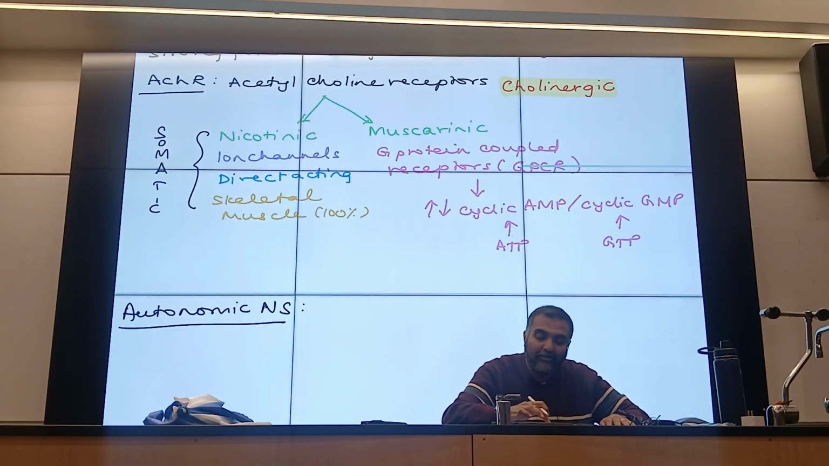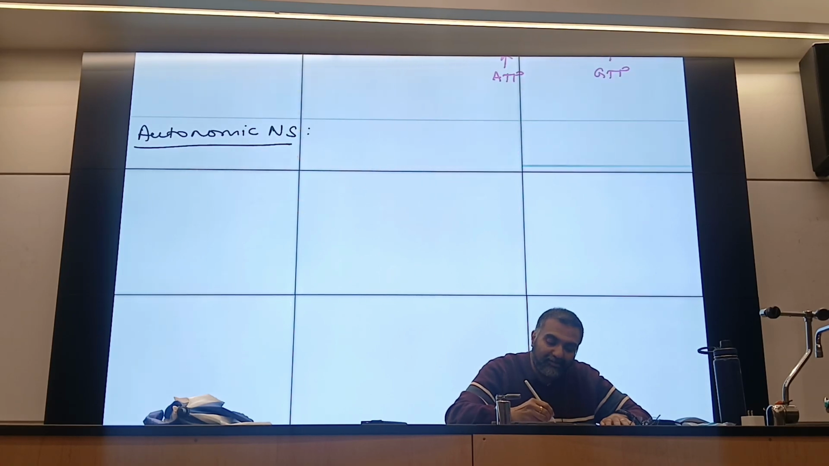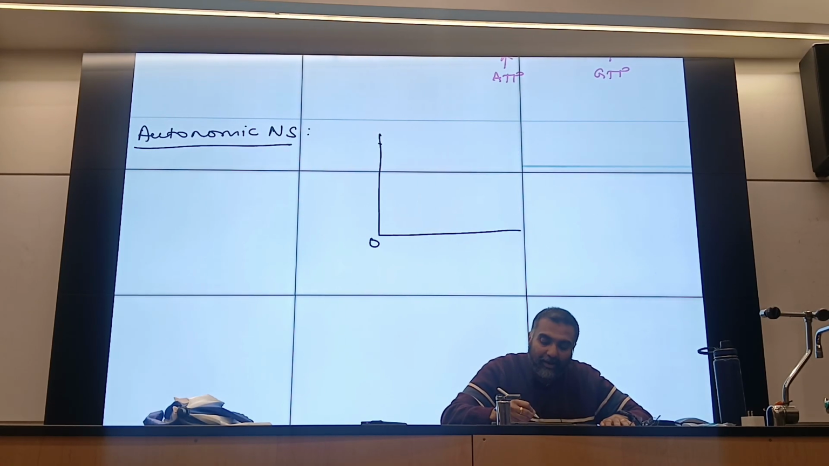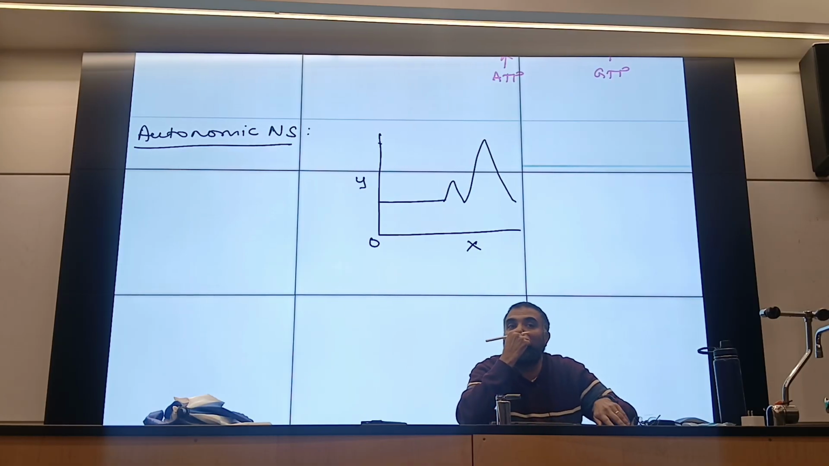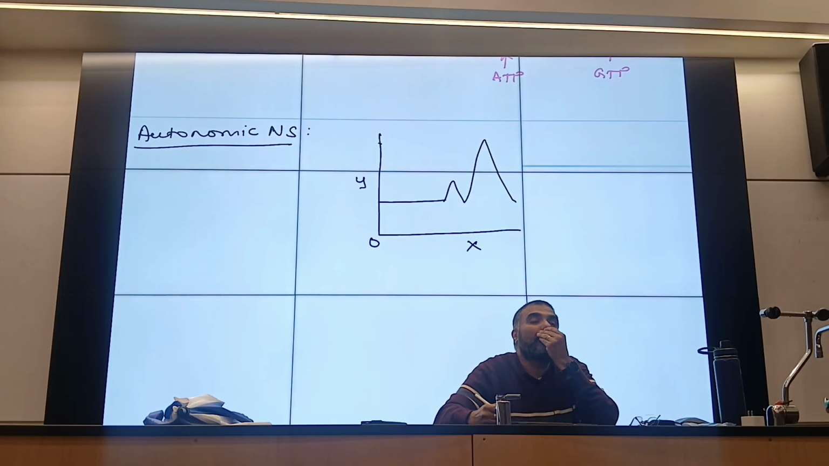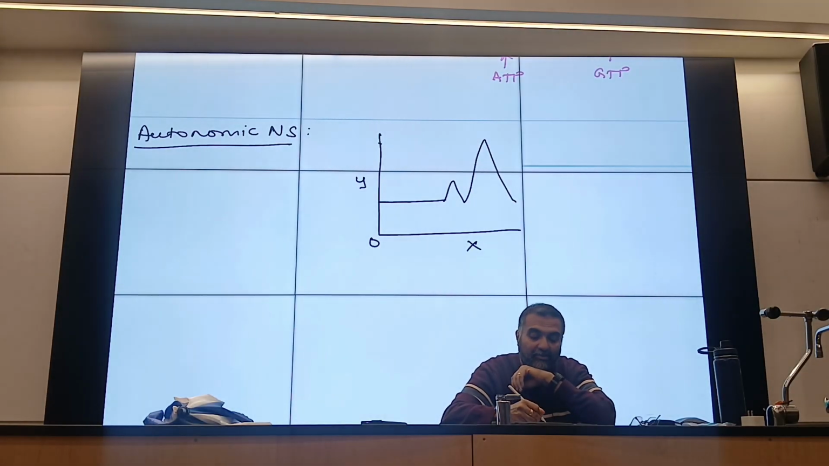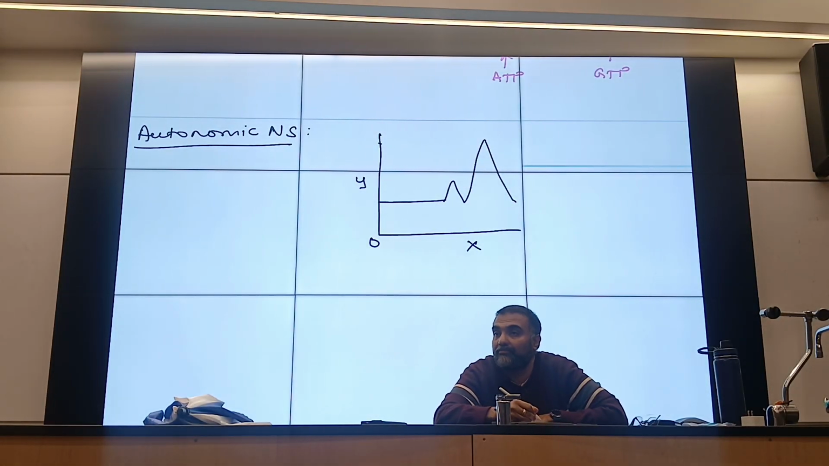So if I have to express this graphically, it's going to look like this. If this is 0, and this is your x-axis, this is the y-axis, your autonomic is always going to be at some baseline, right? And you can have a variety of responses. If you have a weak stimulus, you turn this on a little bit. If you have a strong stimulus, you turn it on a lot.